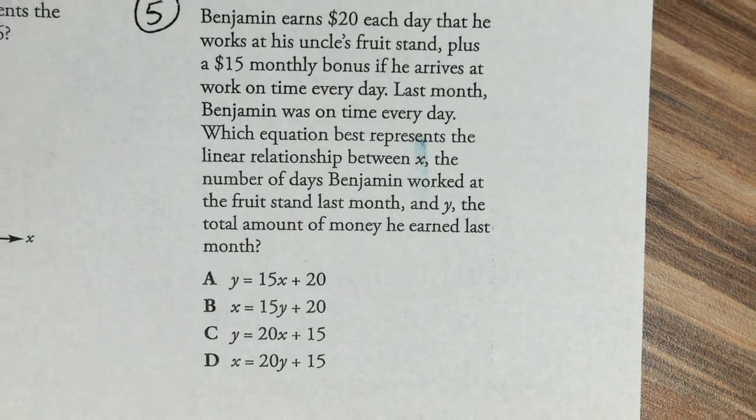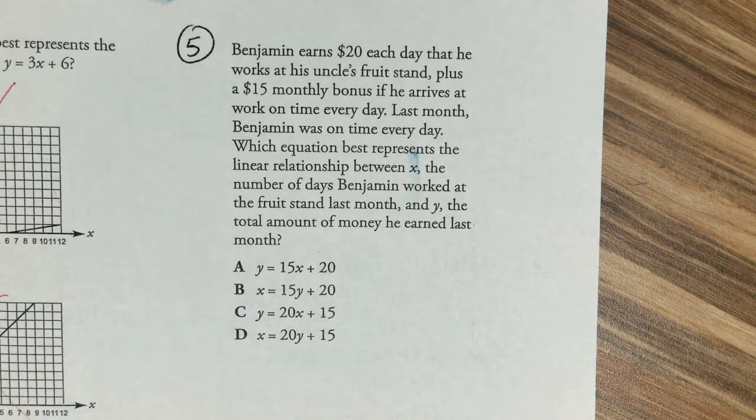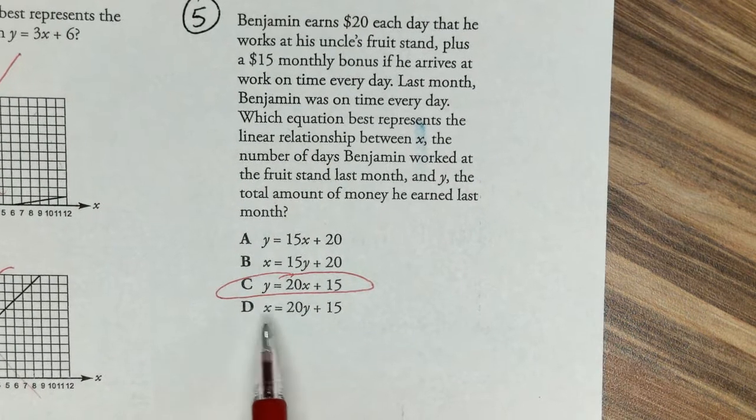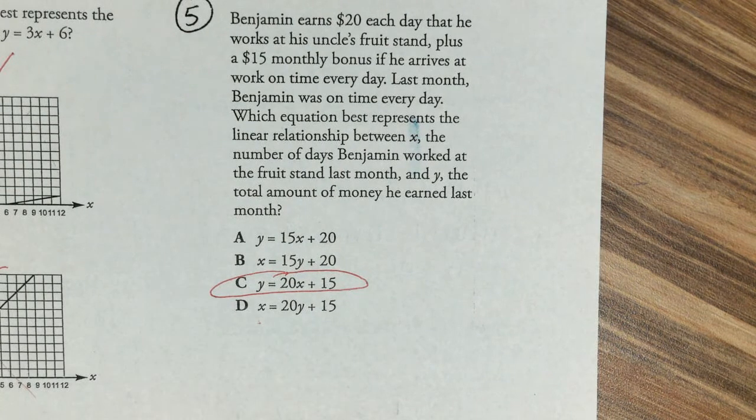Benjamin earns $20 each day that he works at his uncle's fruit stand, plus he makes $15 monthly bonus. How would you write that? Would it be x equals or y equals? Y equals. I've always taught you y equals, so the answer is, do you see how somebody might accidentally pick D? Yes. But guys, have I ever taught you that? No. All right, your assignment is going to be found on the Google Classroom. I'm going to post it right now.